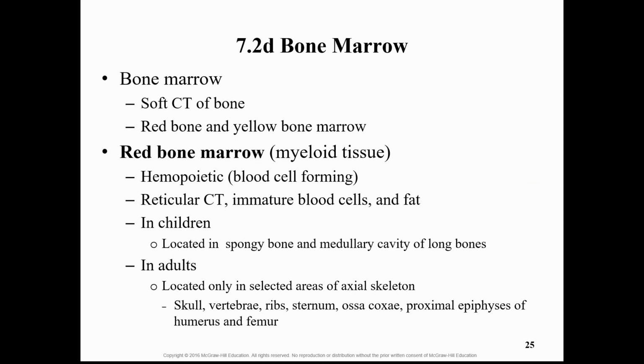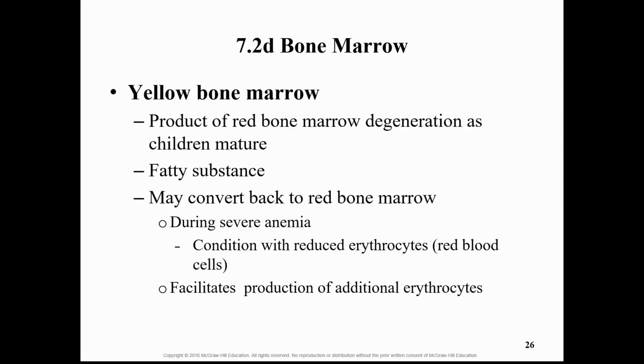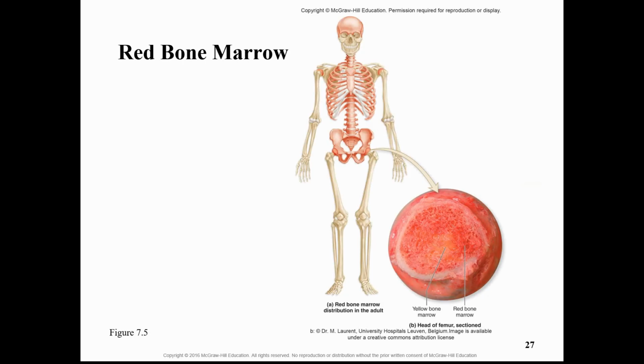In adults, this tends to go away, and a lot of it is replaced with yellow marrow, and the red marrow is kind of sequestered in areas like the skull, the vertebra, the ribs, and the heads of the long bones, such as the femur and the humerus. The yellow bone marrow is basically just fat. Nice picture of red bone marrow, a little bit of yellow there in the center.